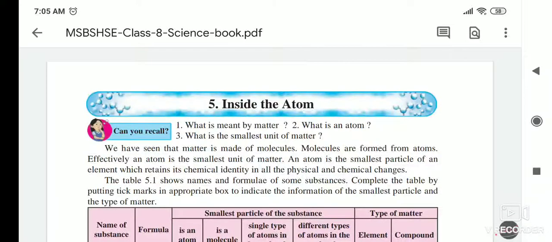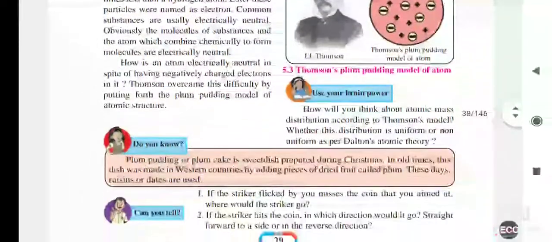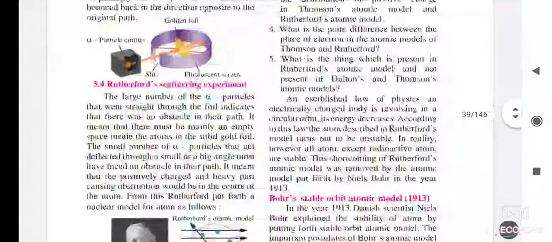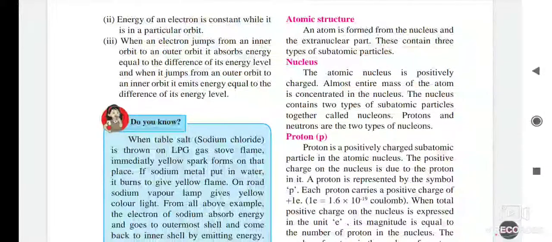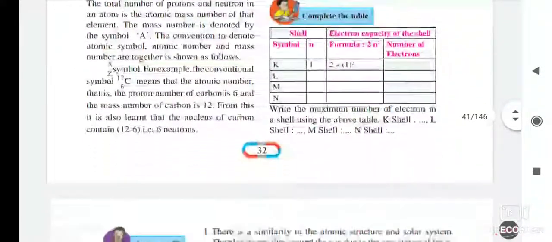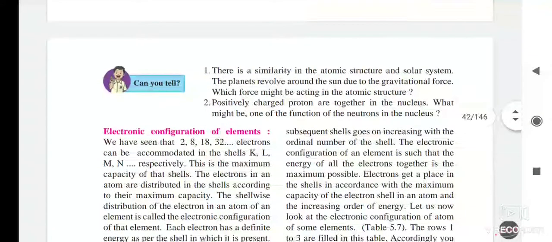In this lesson we saw so many things: the structure of atoms, different theories of scientists that explain the structure of the atom. After that we saw the atomic structure inside. There are protons and neutrons present in the nucleus, and the electrons are revolving around the nucleus. And then we saw what is the capacity of each orbit in the atom of an element.